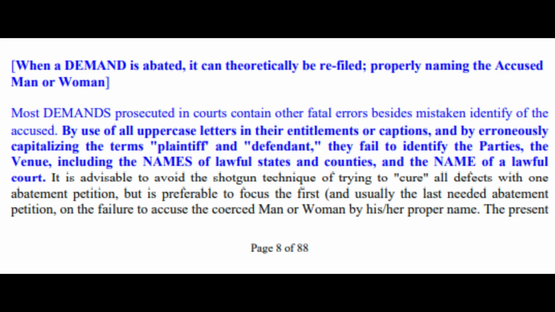and that's what you should do too, because then they're going to get tired of dealing with you. So just correct the name first. Boom. They'll send it back with the plaintiff and defendant capitalized. Boom. Hit that again.